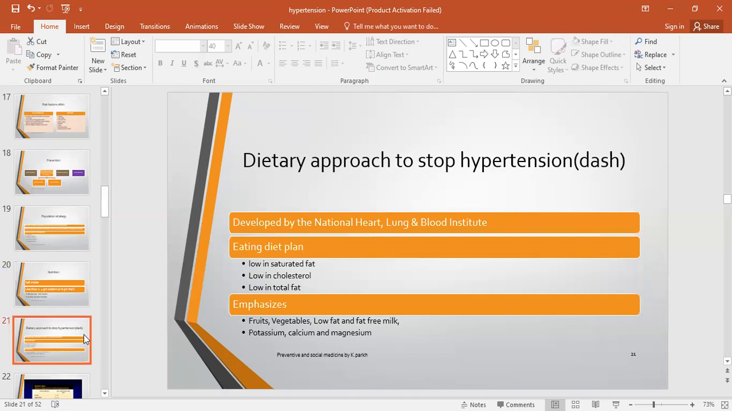Dietary approach to stop hypertension. This is one of the diets, also known as the DASH diet, which is used for lifestyle modification in hypertension, developed by the National Heart, Lung and Blood Institute. It is an eating plan low in saturated fat, cholesterol and total fat, with more emphasis on fruits, vegetables, low fat and fat free milk, and potassium, calcium and magnesium.